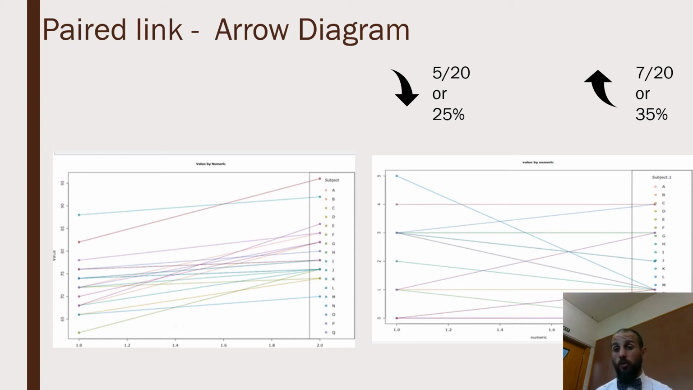7 out of 20, which is 35%, are heading up. And 8 out of 20, or 40%, haven't had any change at all. They've stayed exactly the same. So this is giving more evidence towards the fact that it looks like this practice didn't do anything.